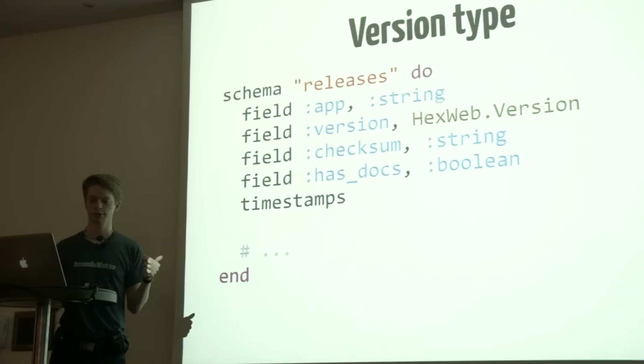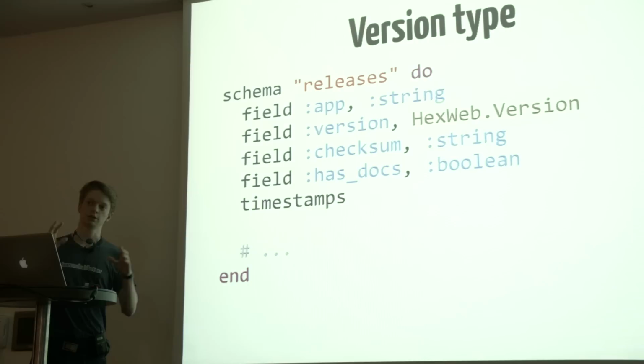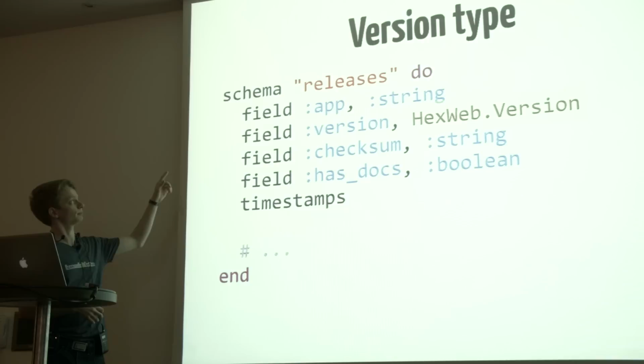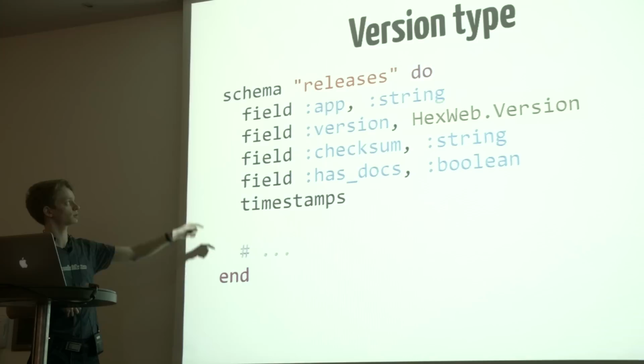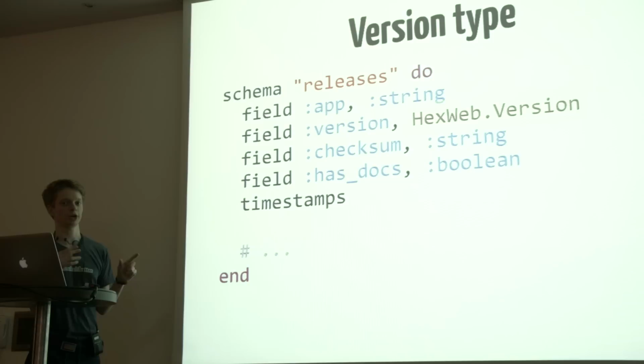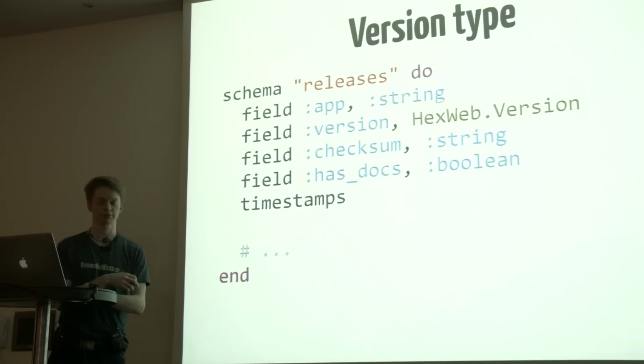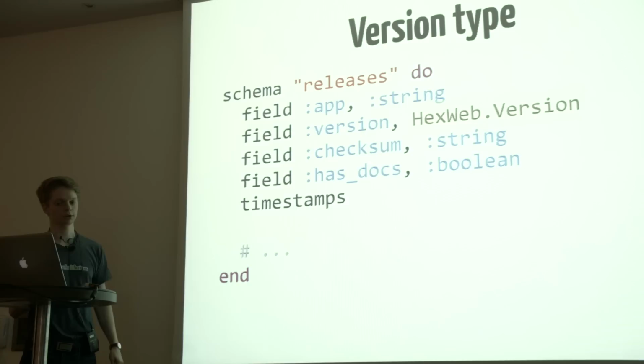So one example for using custom Ecto types is in HexWeb, which is the server part of the Hex package manager. So this is the releases table, which lists all releases for packages. And we need to do some validation on the parameters when someone uploads a new release. One of those are versions, because, for example, we only accept semantic versioning. So we need to do some validations on the version, right? So what we can do is create a version Ecto type, which looks like this.